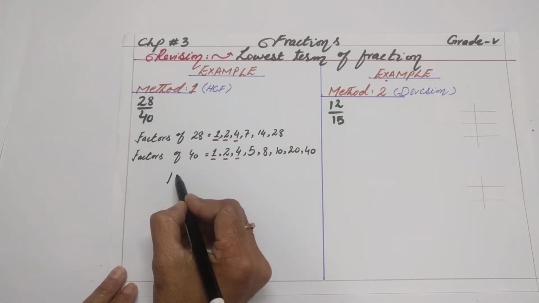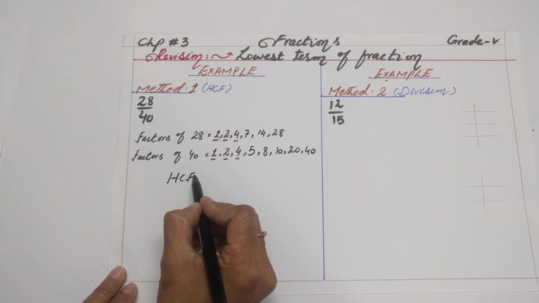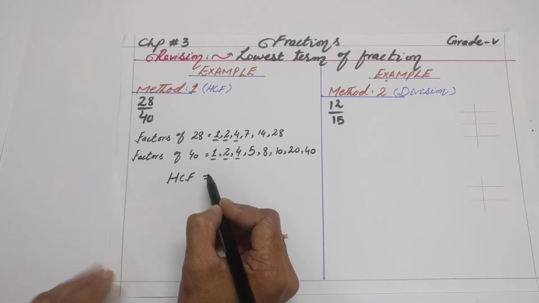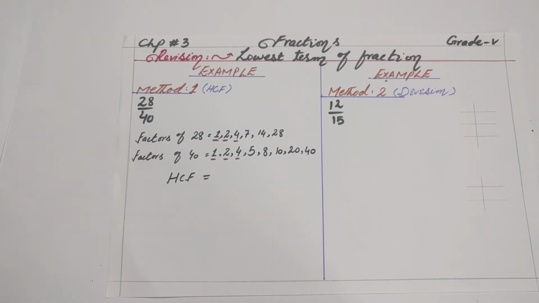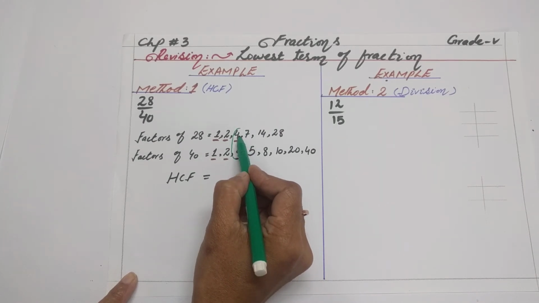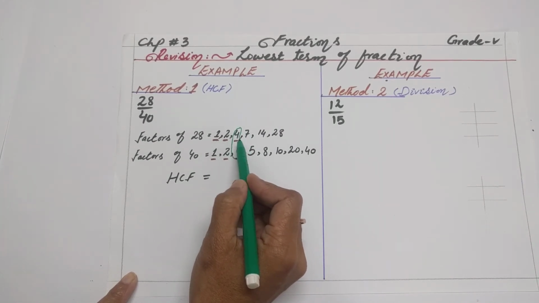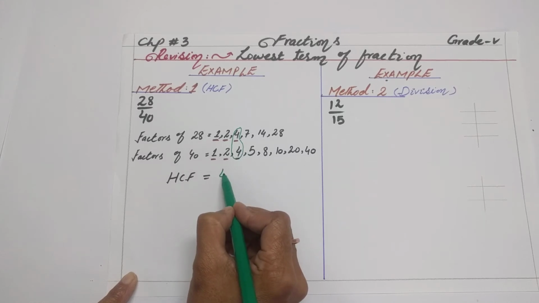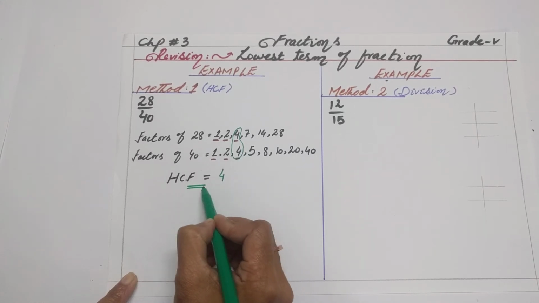So we have to find the HCF. HCF means highest common factor. Now as these three are the common factors, 1 is the common factor, 2 is the common factor, 4 is the common factor. So which one is the highest common factor? 4. 4 is the highest common factor because 1 and 2 are less than 4. So 4 is the highest common factor.